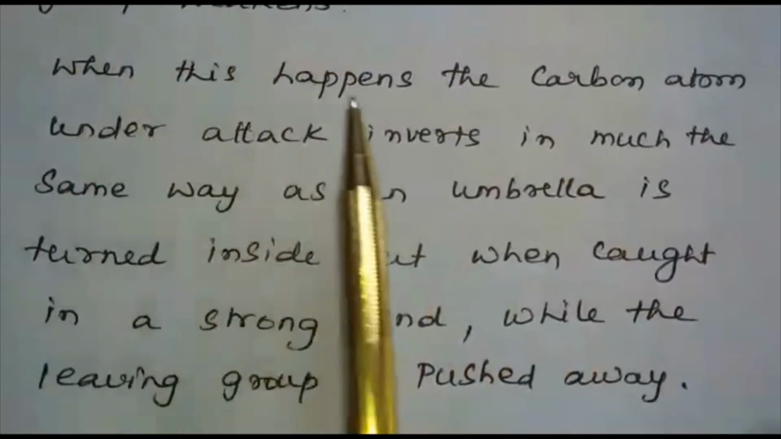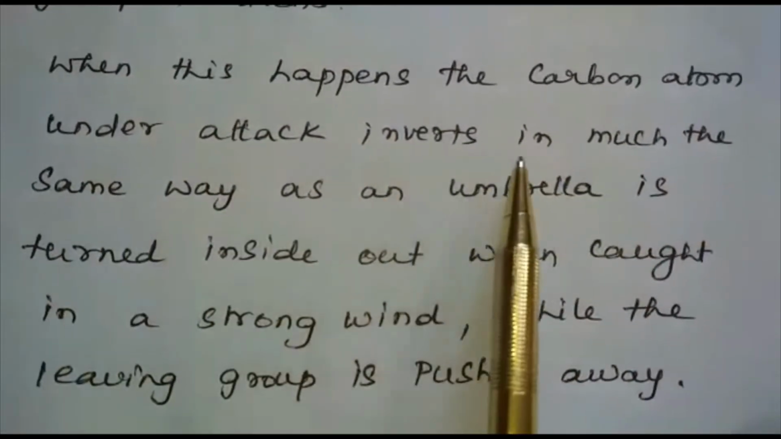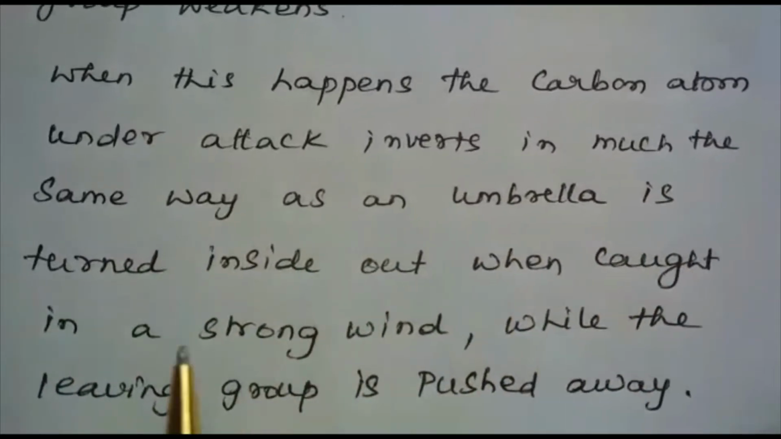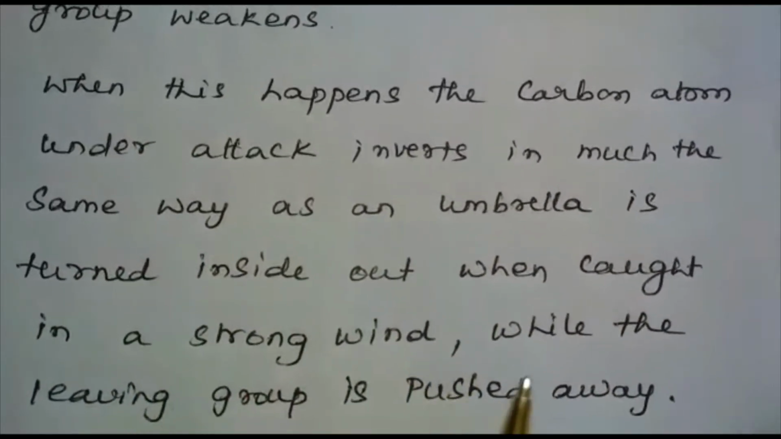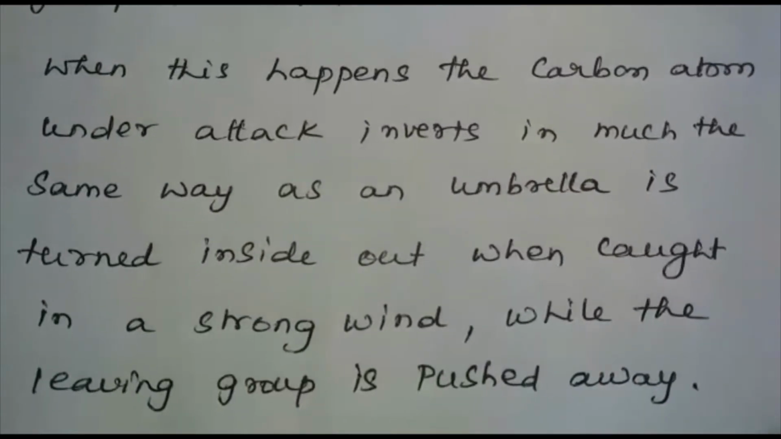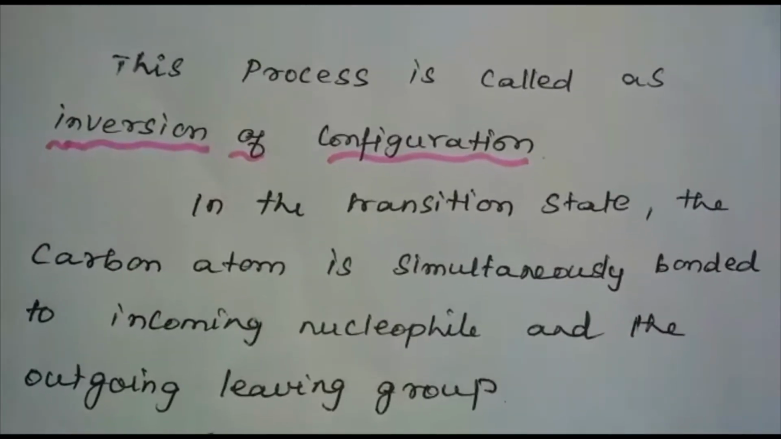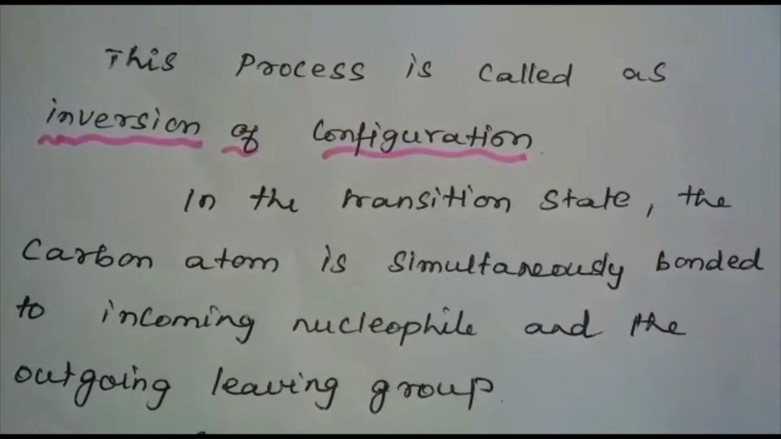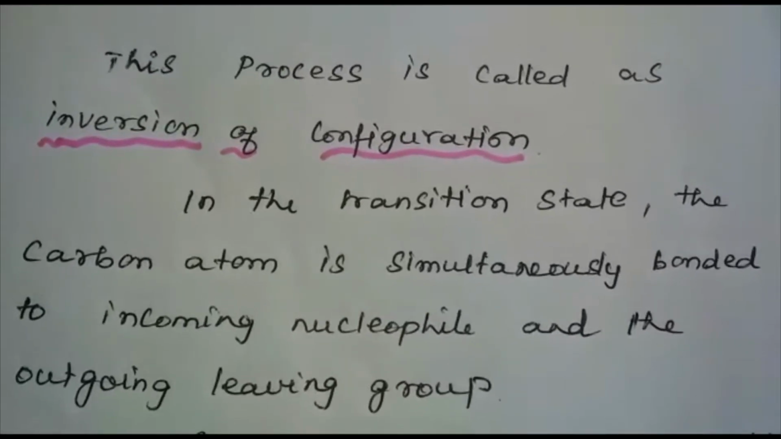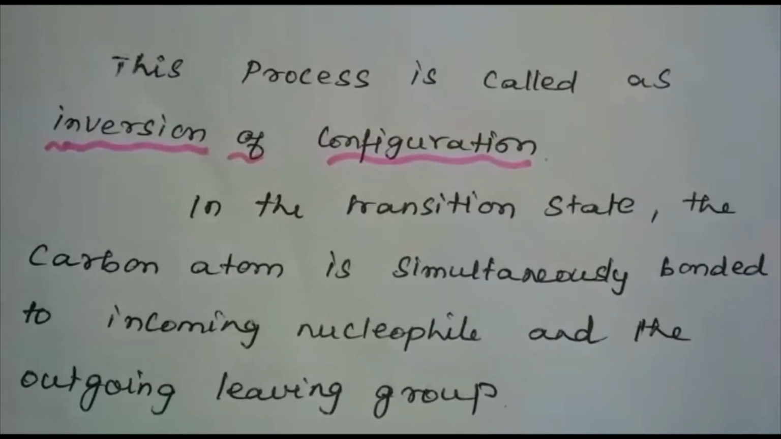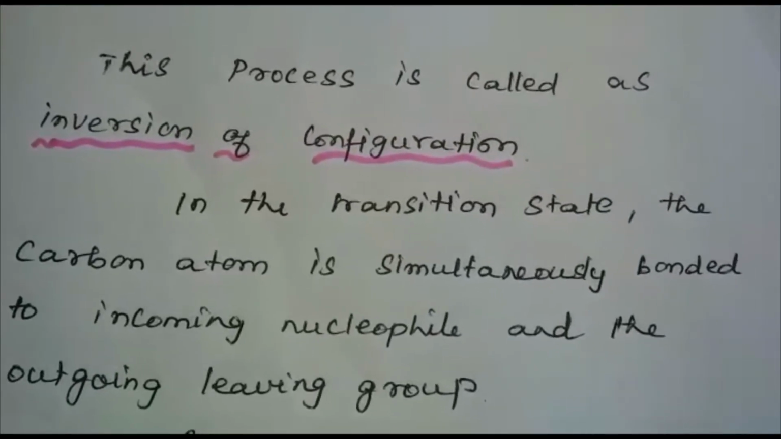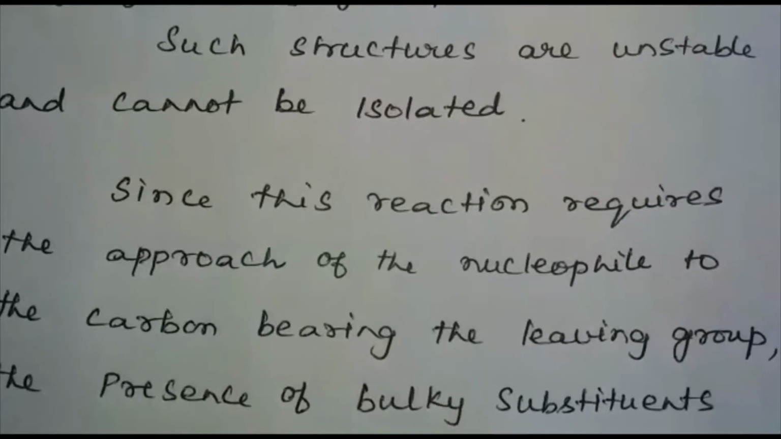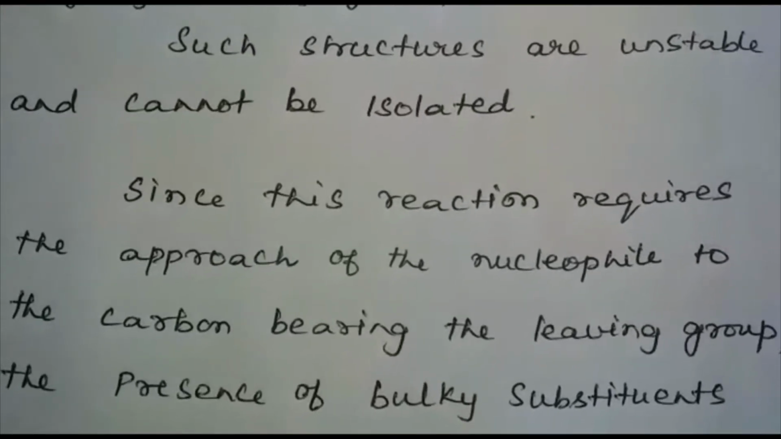When this happens, the carbon atom under attack inverts in much the same way as an umbrella is turned inside out when caught in a strong wind while the leaving group is pushed away. This process is called as inversion of configuration. In the transition state, the carbon atom is simultaneously bonded to the incoming nucleophile and the outgoing leaving group. Such structures are unstable and cannot be isolated.